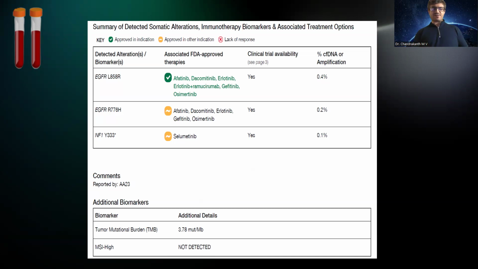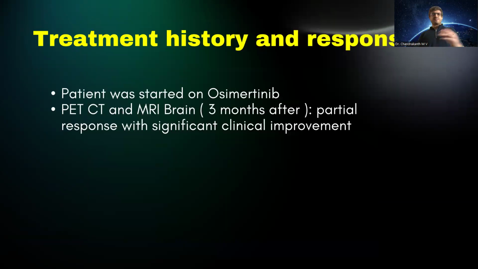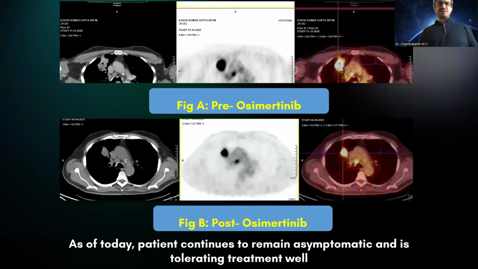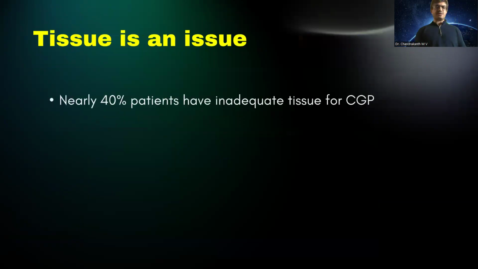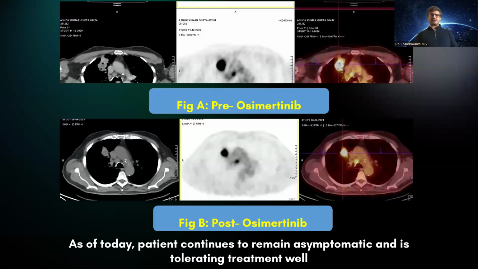So after having picked it up, we started the patient on osimertinib, with an excellent response at 3 months, and you can see the images, how well the patient has responded. So it is very important to do a CGP to pick up a higher chance of a driver mutation and to not lose the opportunity. Do it in the upfront setting. Doing it later on, you may not be able to offer it, as the patient may not live for that.